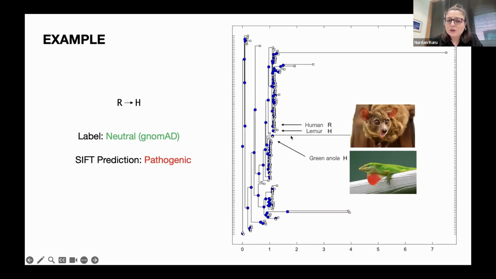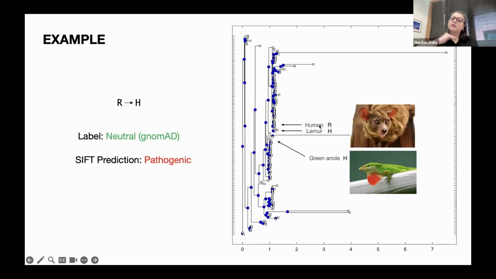However, when we check the phylogenetic tree and alignment, we see that both H's are observed at independent time points, and also one of the H's occurred in a really close species to human. As you see, the branch lengths are almost zero and they are next to each other. So if the lemur sequence can tolerate this, human might tolerate it as well.